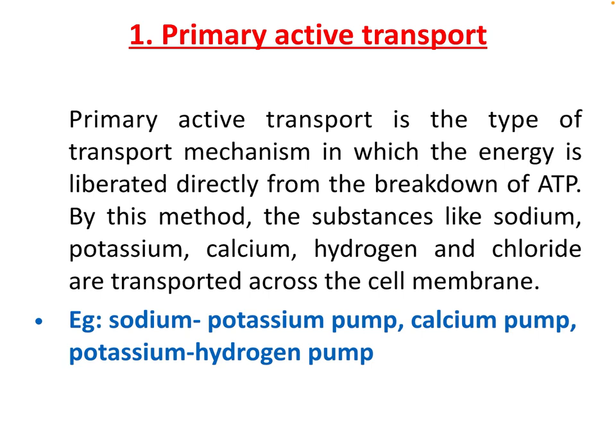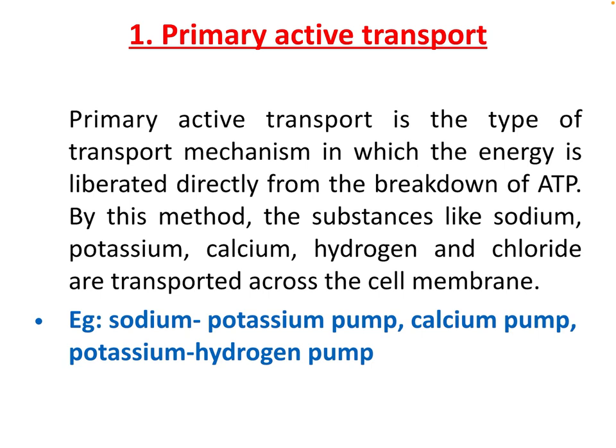Next we are moving on to the types of active transport. Active transport is of two types. First one, primary active transport. Second one is secondary active transport. And what is primary active transport?